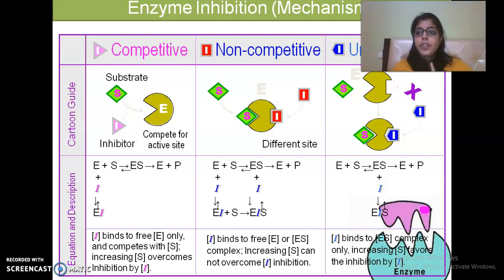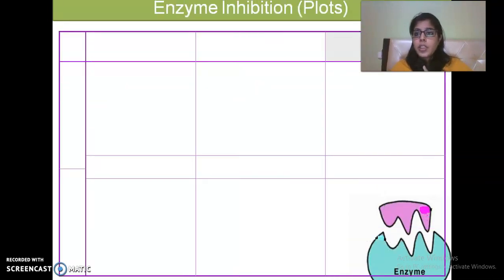So what are the different things happening in the Michaelis-Menten curve and Lineweaver-Burk plot? We'll see the plots again.